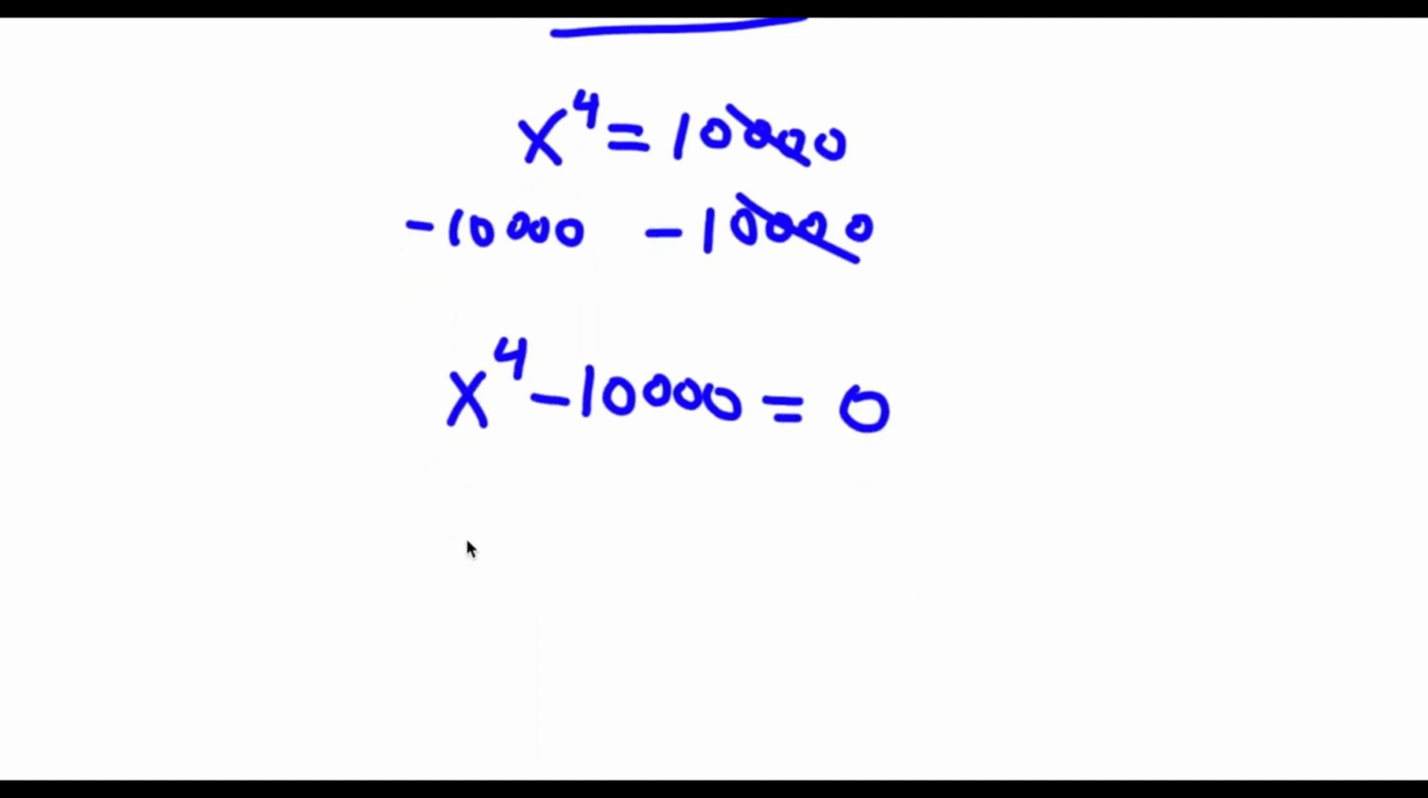Now, x to the power of 4 I can rewrite as x to the power of 2 times 2, because 4 is equal to 2 times 2. And 10,000 I can rewrite as 100 squared. Now this is equal to 0.